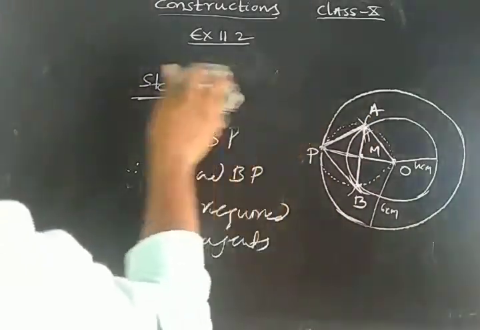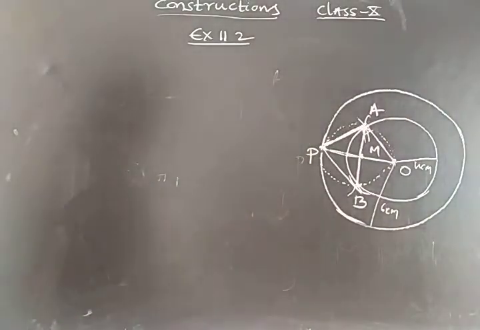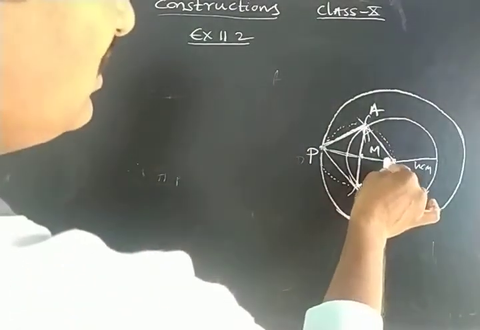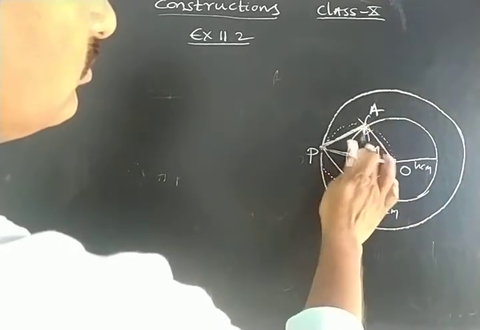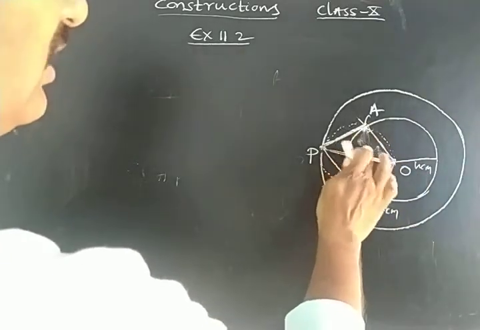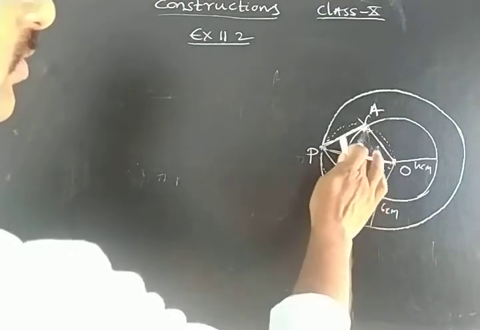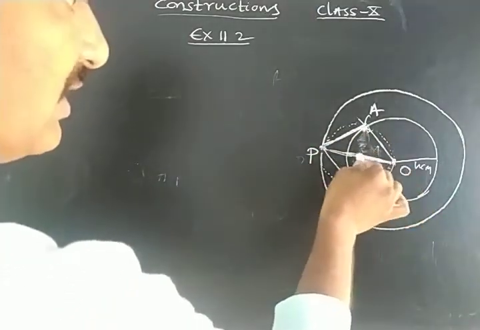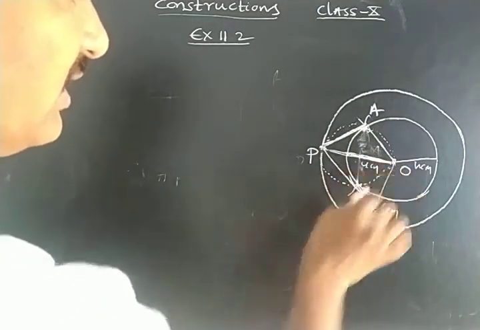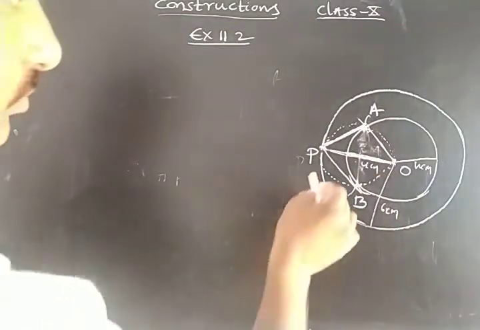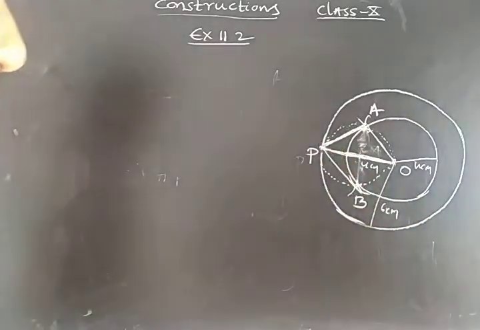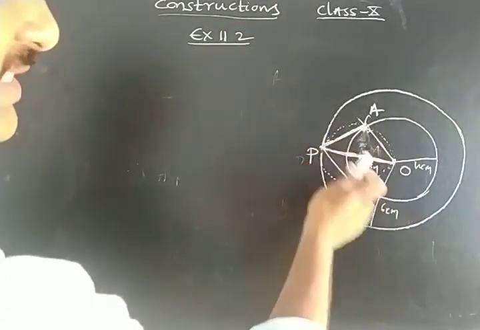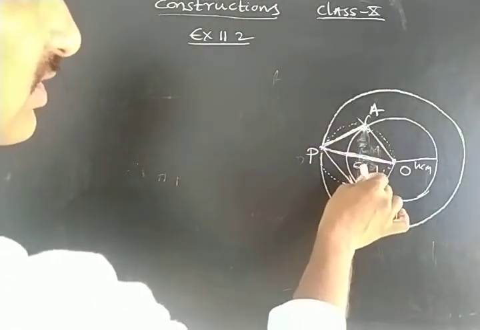Okay. See in this triangle, what is the length of this? All right. This length is 4 centimeters. And this length is 6 centimeters. So total from O to P is 6 centimeters.